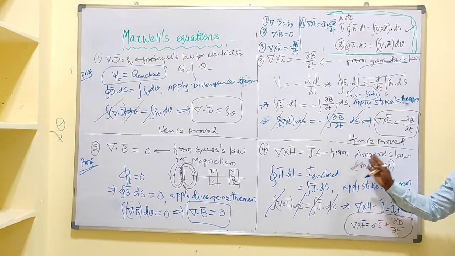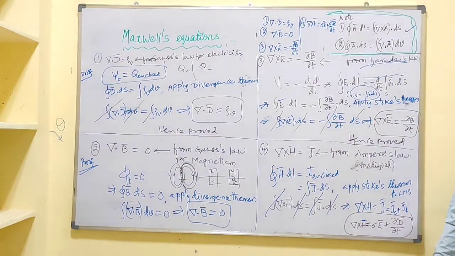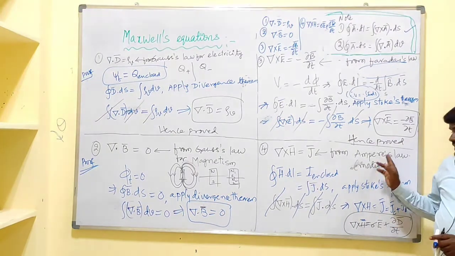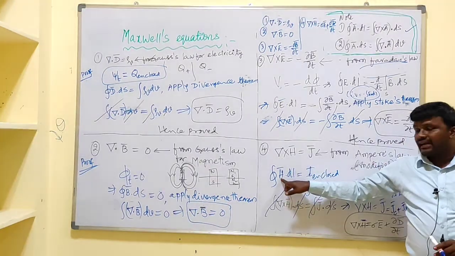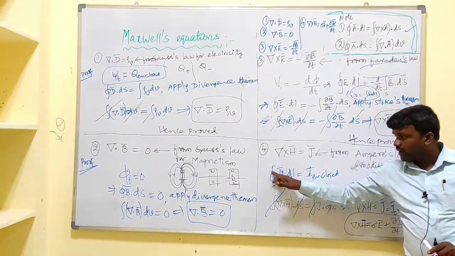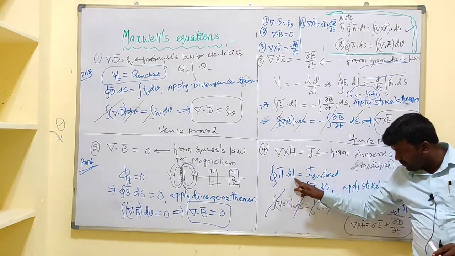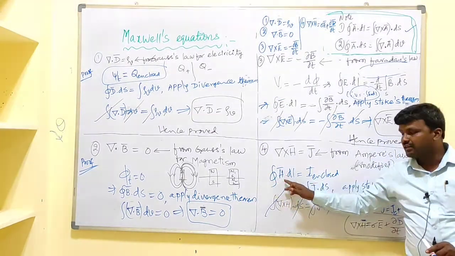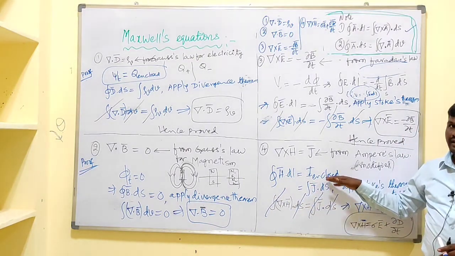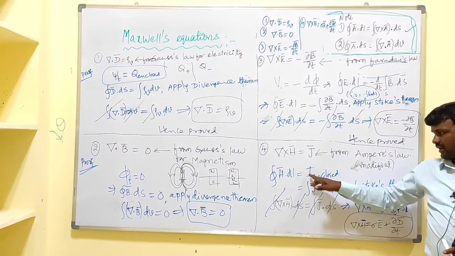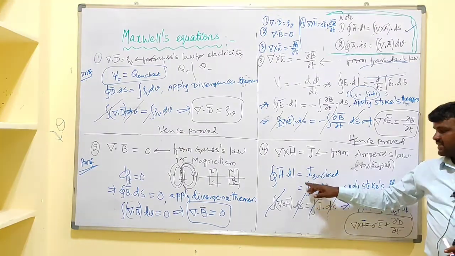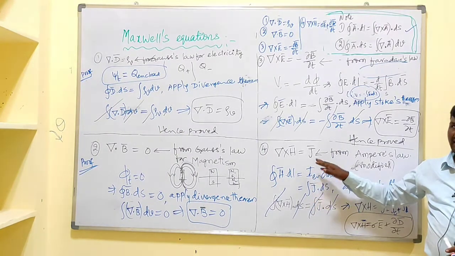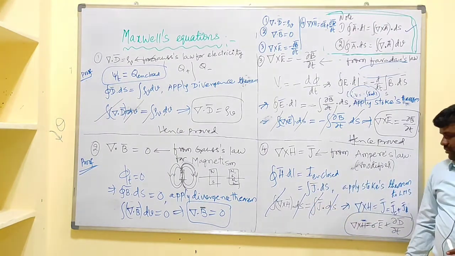And last equation is derived from Ampere's law. What is the statement of Ampere's law? It states that the line integral of magnetic field intensity around closed path is equal to what? Current enclosed by that path. So write this I in terms of the current density. Surface integral of current density equal to what? Current enclosed by that closed path.